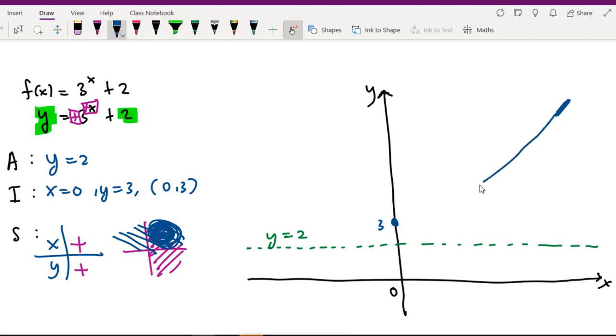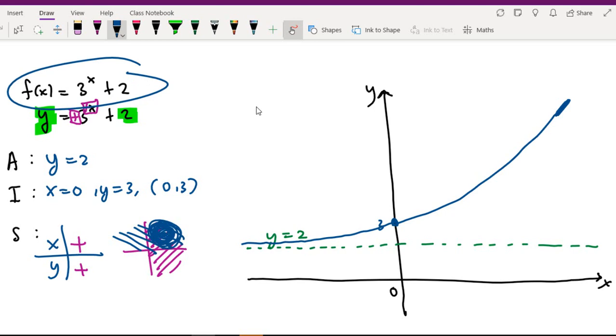Drag here, curve. Then drag until here, because this is considered the asymptote. The graph is approaching the asymptote, the line y equals 2, but never touches the line y equals 2. So that's it. This is the graph for this function.